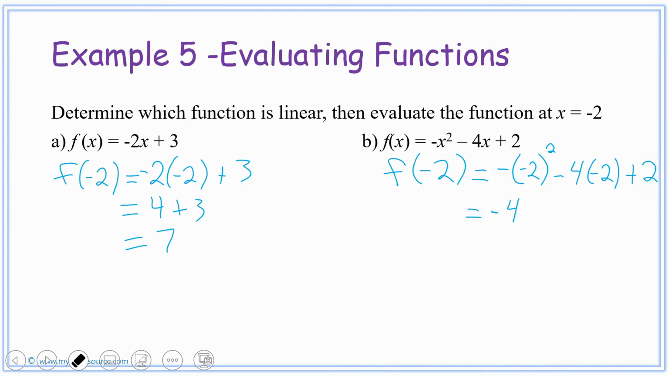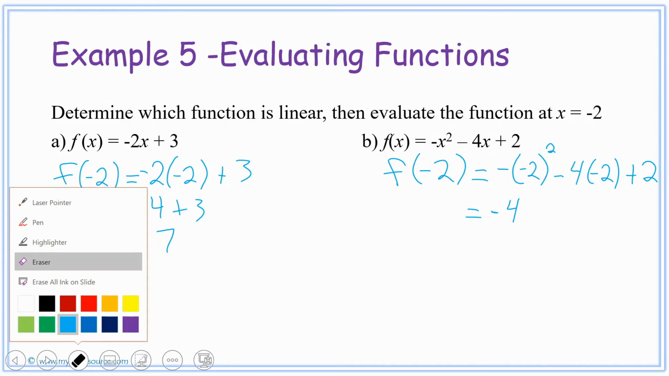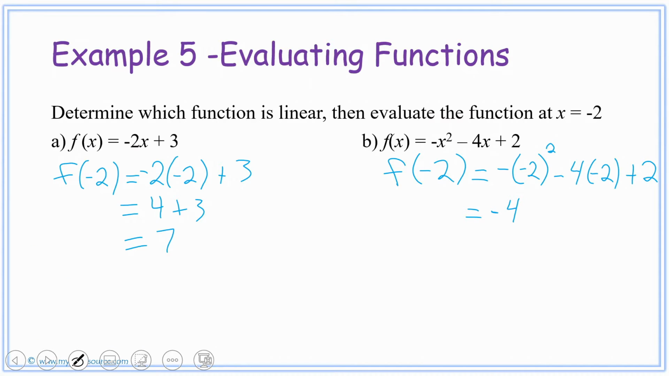Then the next one, negative 4 times negative 2, is going to be a positive there. That's going to be positive 8 plus 2. Now we have negative 4 plus 8, which is going to give us positive 4. And then 4 plus 2 will give us 6. And those are our answers.